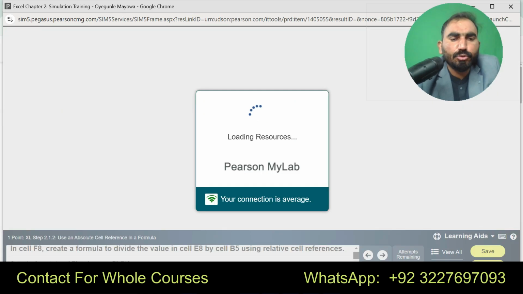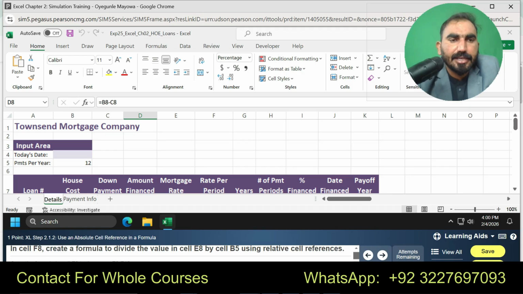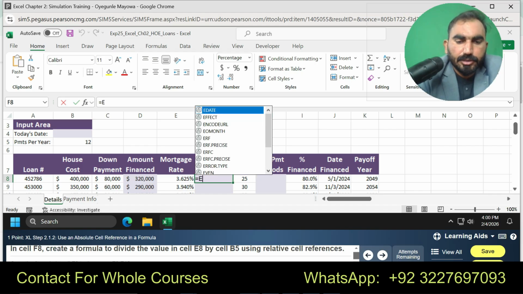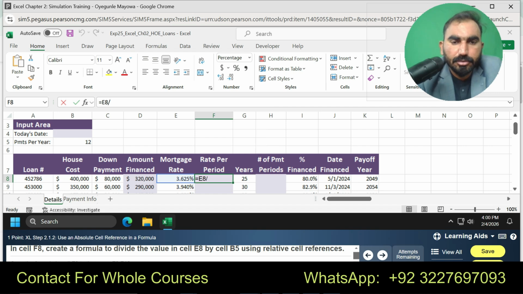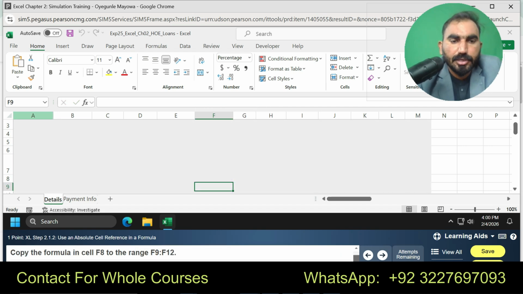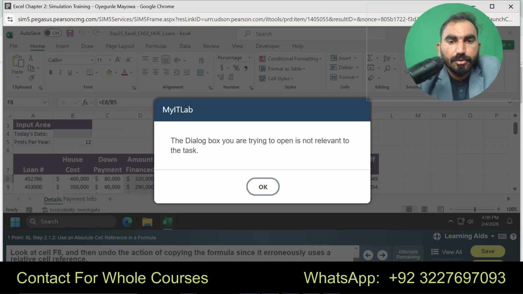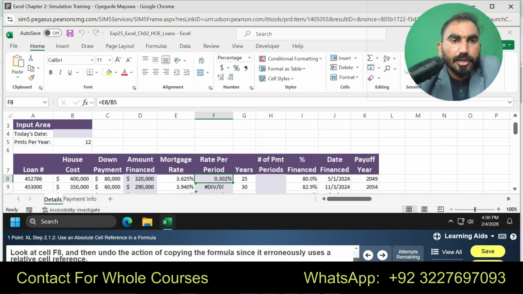In cell F8, create a formula to divide the value in cell E8 by B5 using relative cell references. F8 equal to E8 divided by B5. Copy the formula in remaining cells by using the fill handle. Okay, undo the action. I am going to do this one.